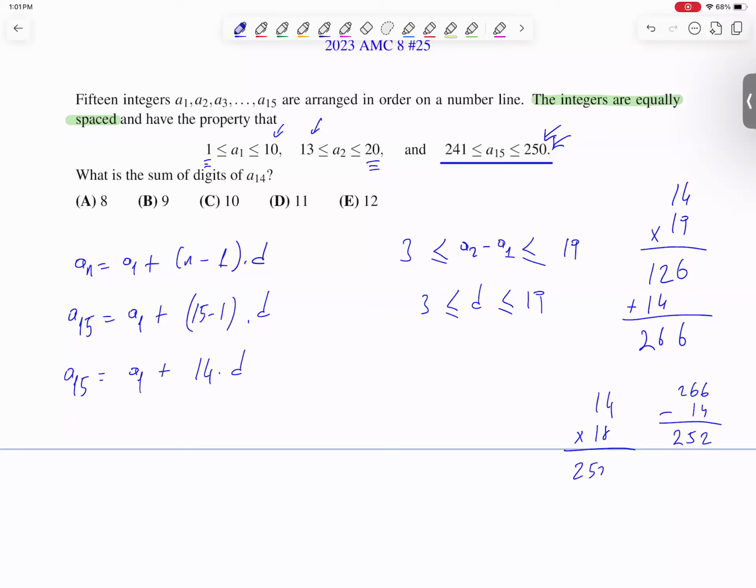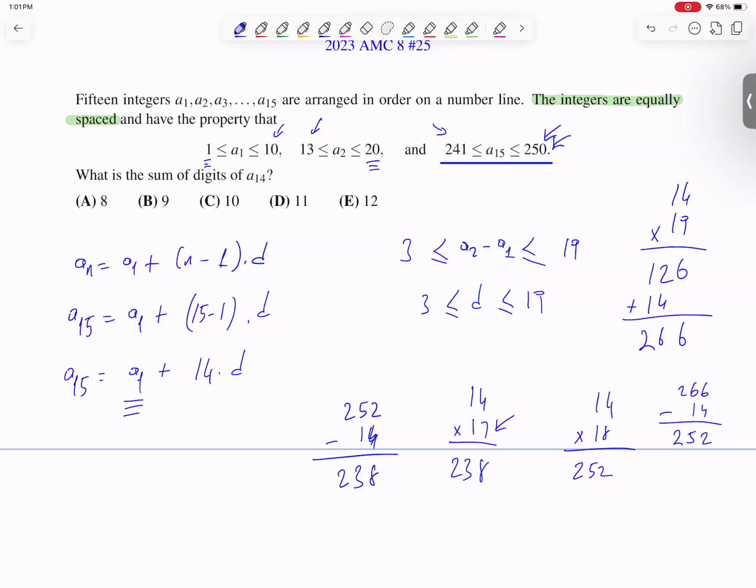If we do 14 times 17, this will be 14 less than 252, which equals 238. This is less than the lower bound, but keep in mind that we are going to add the first term. The first term is between 1 and 10, so we can add at least 3 to get 241. So this 238 works, and the constant difference should be 17.